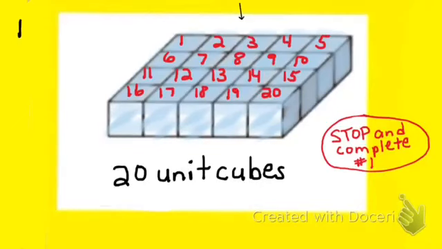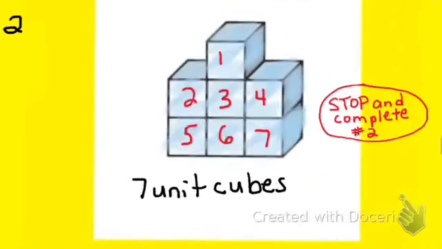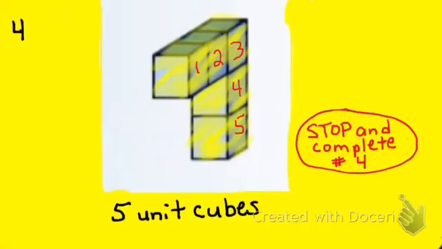When looking at unit cubes for a figure, you need to decide which is the perspective that will let you look at the figure and count all of the cubes. In this case, we looked from the bird's eye view. In number 2, we used the straight-on view. In number 4, we used the side view.